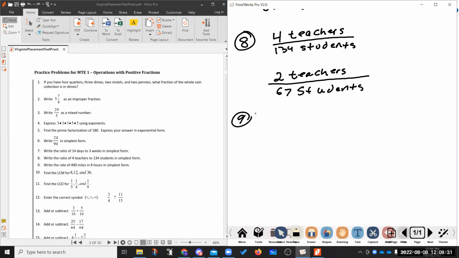Now we're going to write 400 miles in 8 hours in the simplest form. 8 divides into 400 evenly. 8 goes into 40 5 times. 8 goes into 0 0 times. Miles per hour is one of the special units that we write the abbreviation MPH for. You could also write miles divided by hours if you would like to, but we would read it as miles per hour.